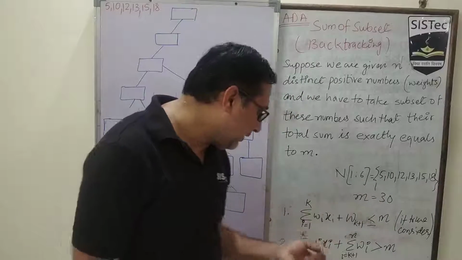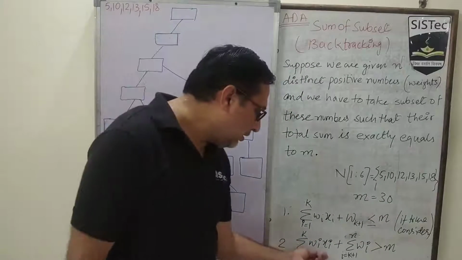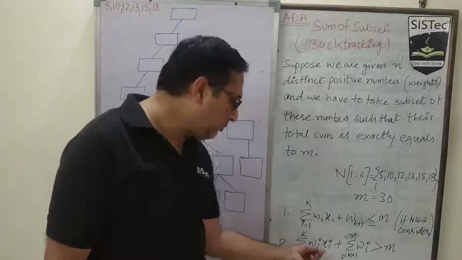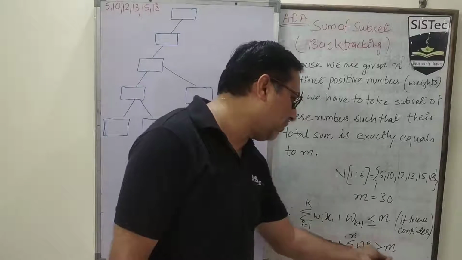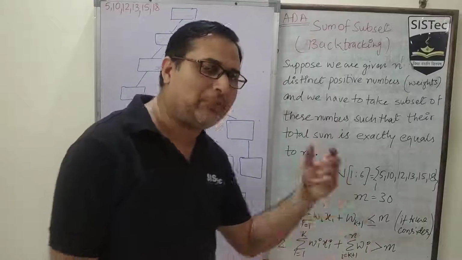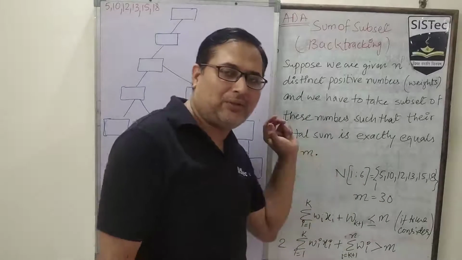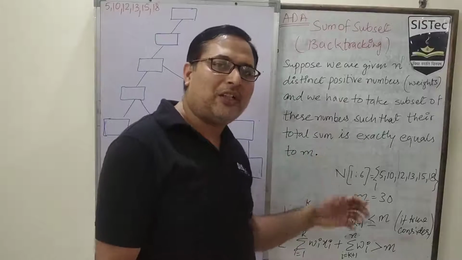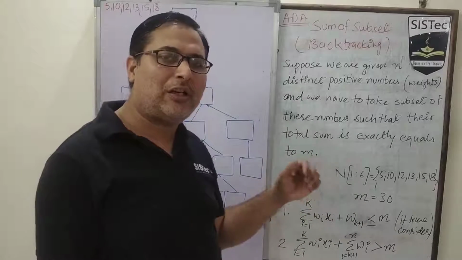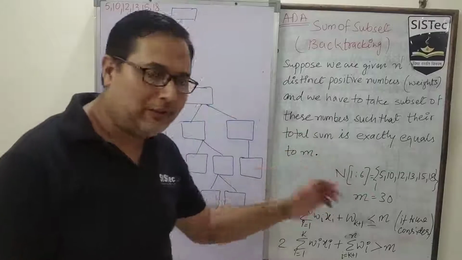And the second one is: the sum of the weights plus the remaining weight should be greater than or equal to m. Then only we will explore that particular path. We will see how these two constraints are applied on our solution space tree for rejecting some of the solutions which never lead us to our final result.